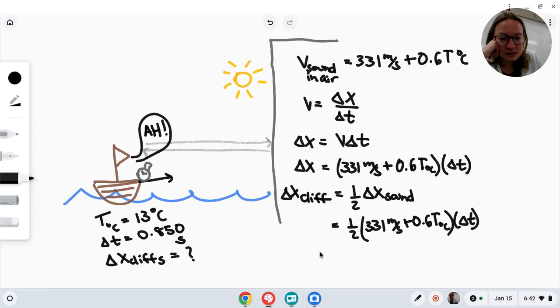We got 1/2 times 331 meters per second plus 0.6 times the temperature in degrees Celsius that day, 13 degrees Celsius, times the time, which is 0.850 seconds. Plug that into your calculator and check and see what you get.